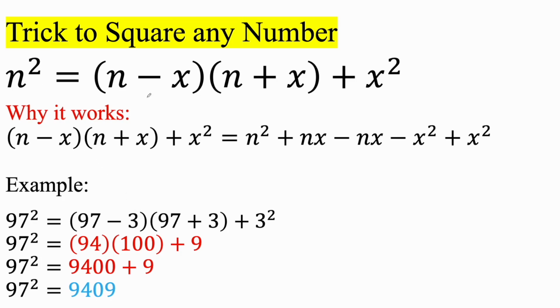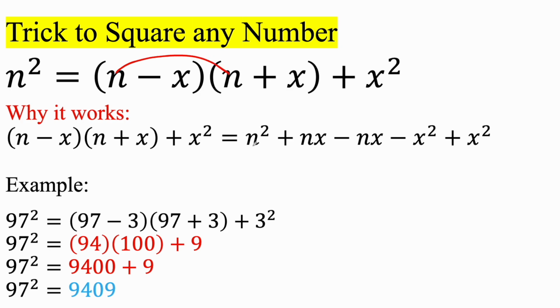n squared is equivalent to (n minus x) times (n plus x) plus x squared, where n is our original number and x is a different number, but each x is the same. So as an example, n could be 97 and x could be 3. So why this method works, let's try to use the distributive property.